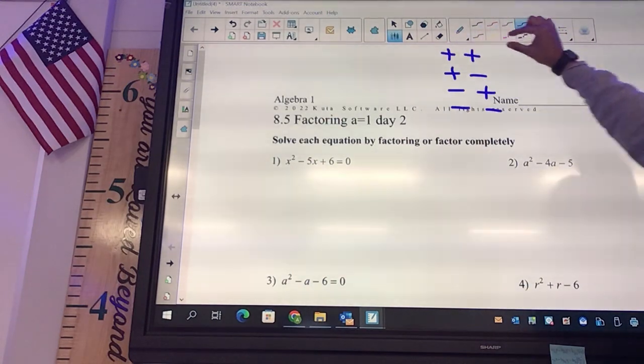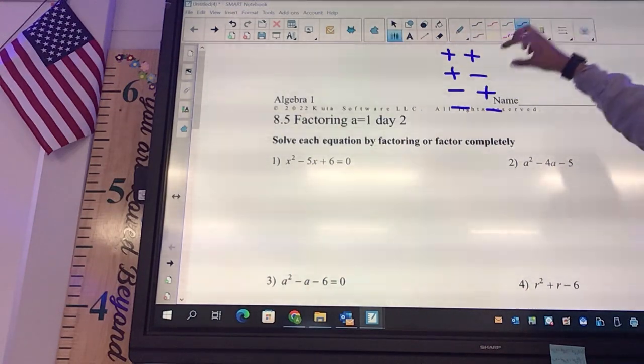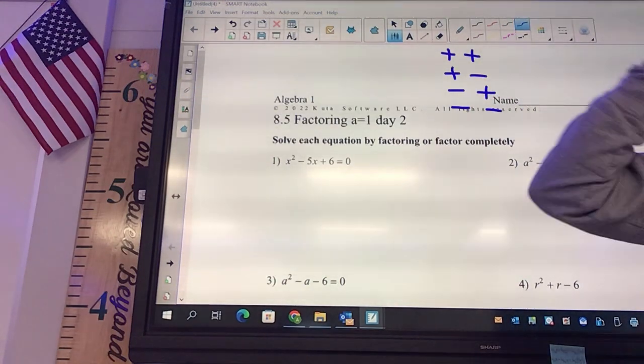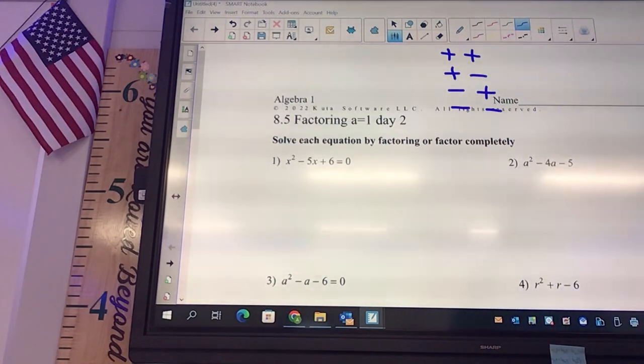Okay, and they go in a group like this. You can either choose plus plus, or like group 2 if you want to say plus minus, minus plus, or minus minus. And that is where the majority of you got wrong. Okay, your numbers were right, everything was right except for the signs.